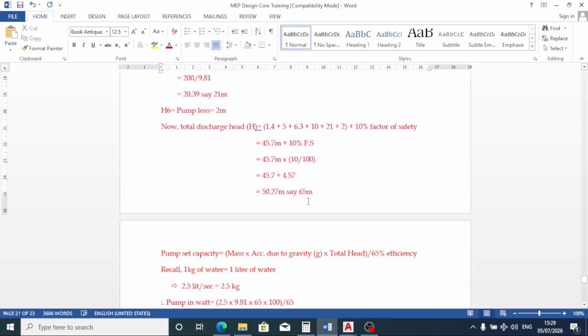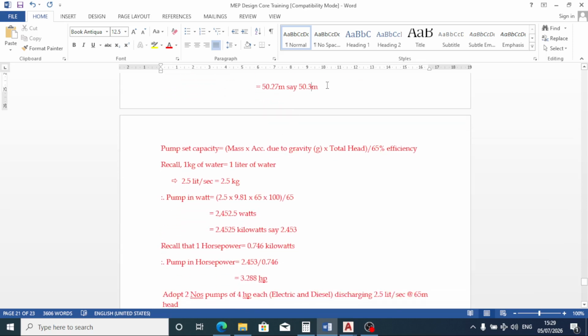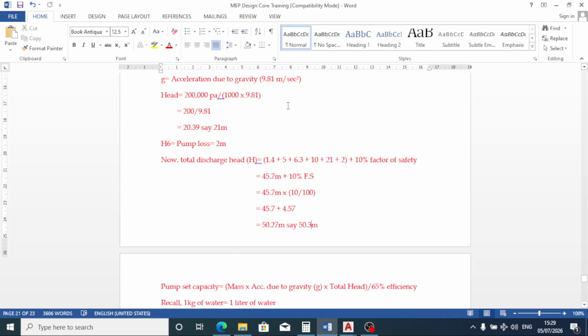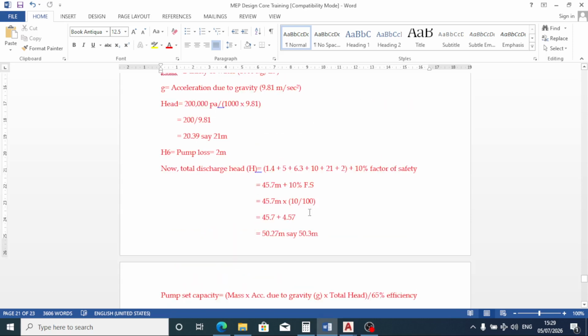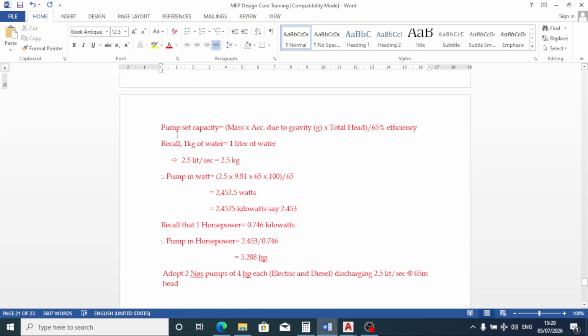So let's say 50.3 meters. All right, so now we have our total head, which is H, right? 50.3 meters. So now to calculate the pump set capacity, it is mass times acceleration due to gravity times total head all over pump efficiency of 65%.